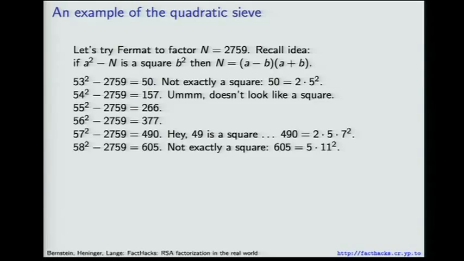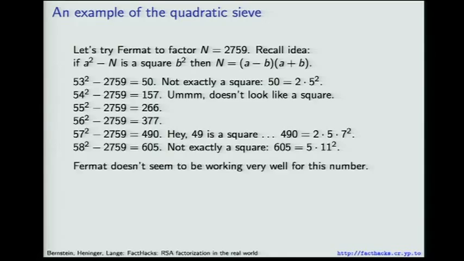605, you can try, okay, wait a minute. We remember how to take out the 5, and then 605 divided by 5, well, you can figure out it's 5 times 11 squared. Oh, it's almost a square. So you keep doing this for a while, and it seems like Fermat's method is actually working pretty badly. It does work eventually, but it's taking quite a while.